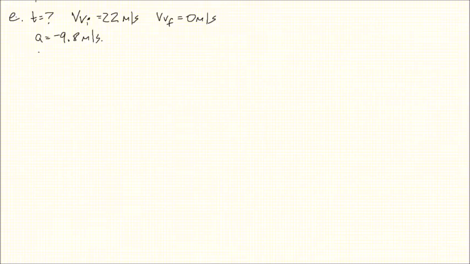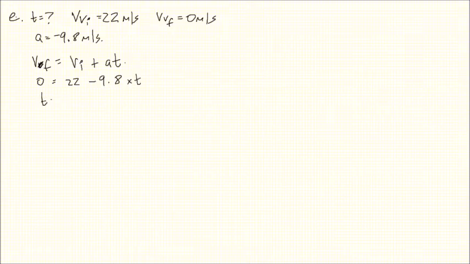And again, VF, the final vertical velocity being 0, indicates the apex of the flight, and of course the acceleration is negative 9.8 similarly. So we're going to use VF equals VI plus AT, which gives you durations of flights. Good equation for that. Substitute our data in, rearrange, time equals negative 22 divided by negative 9.8.